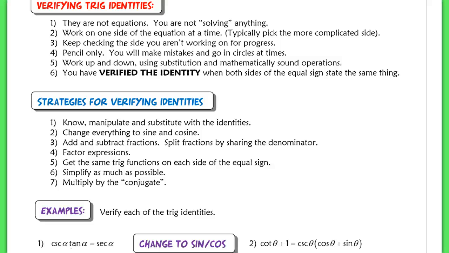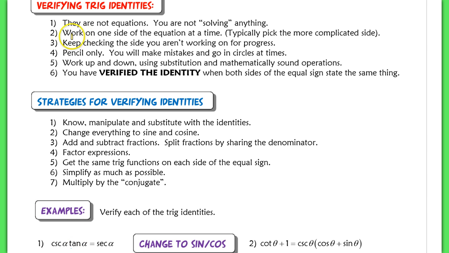One of the things too, as a suggestion, is to work up and down, so work vertically as opposed to horizontally. Make sure you're using substitution and other mathematically sound operations. You don't want to add 3 to both sides, because what you're using there is something called the addition property of equality, and you can only use that property if the statement to begin with is true. Since we don't know that this is true, we're asking you to verify it, you can't assume that it's equal. So you can never do something to both sides of the equation.